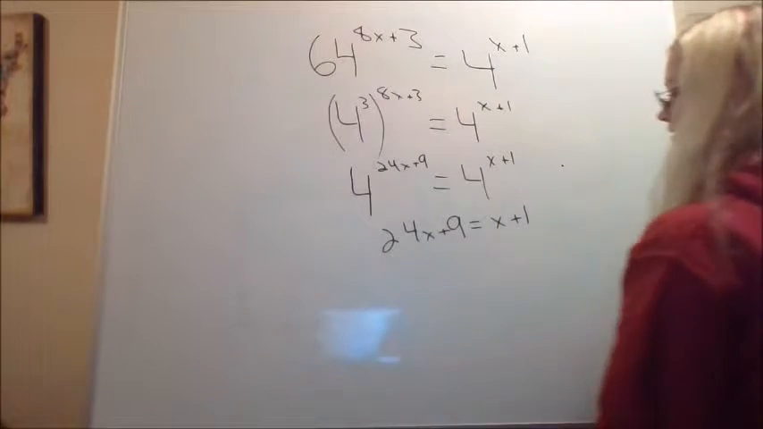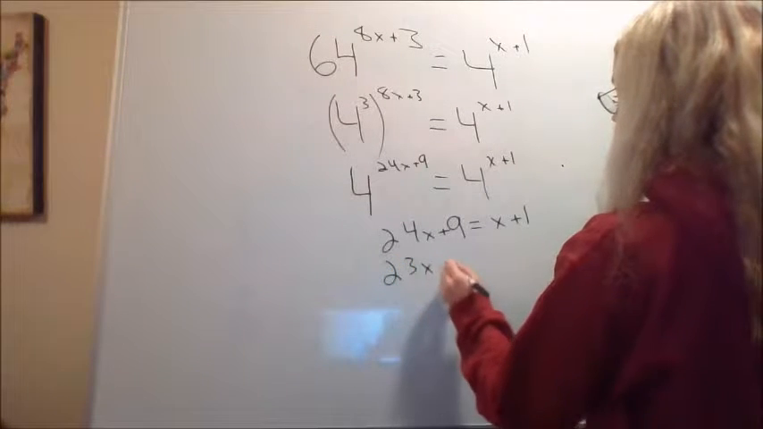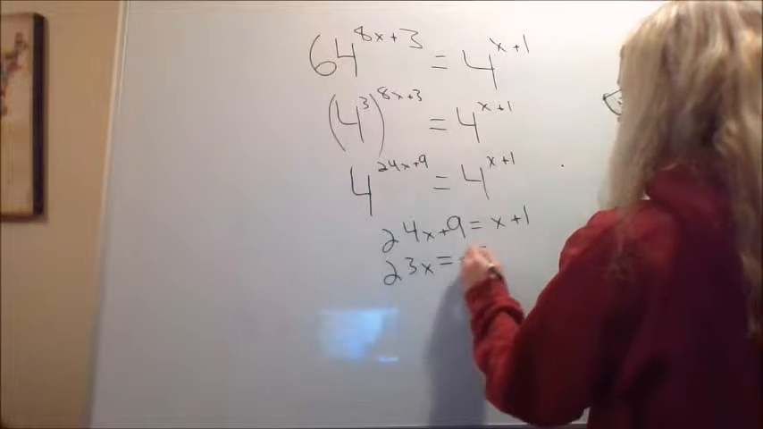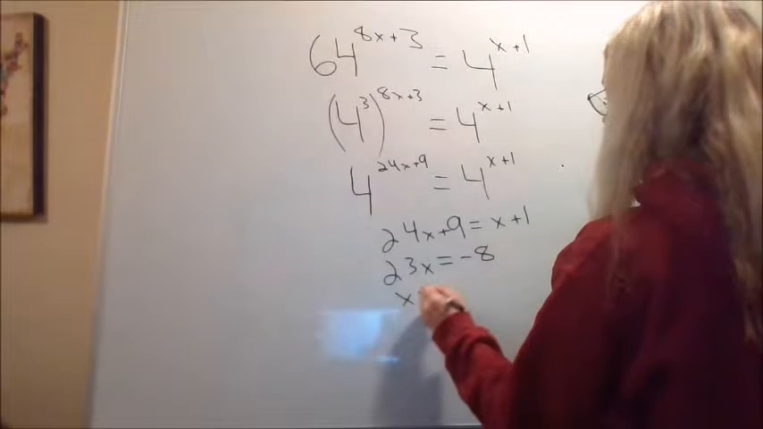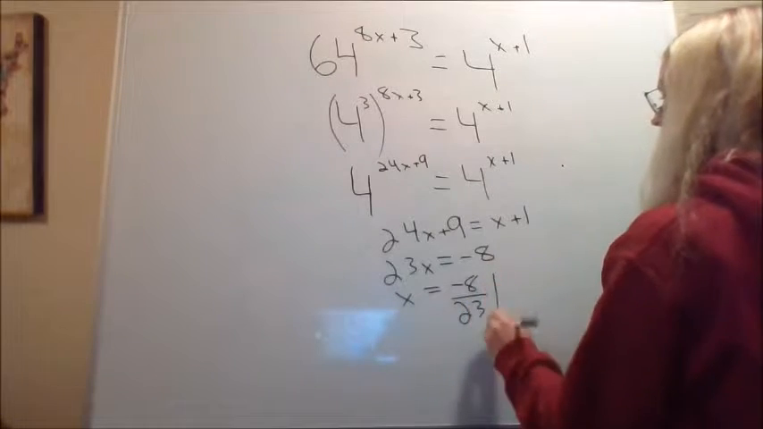And so now we solve this as normal. We subtract x from each side, so we get 23x equal to negative 8. And so we get x is equal to negative 8 over 23.